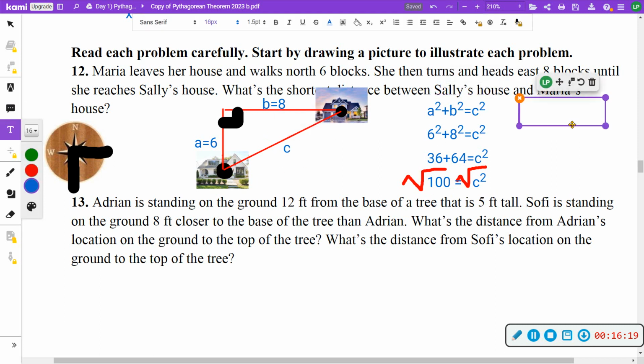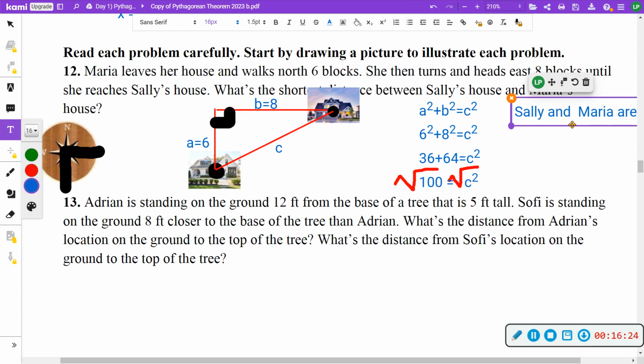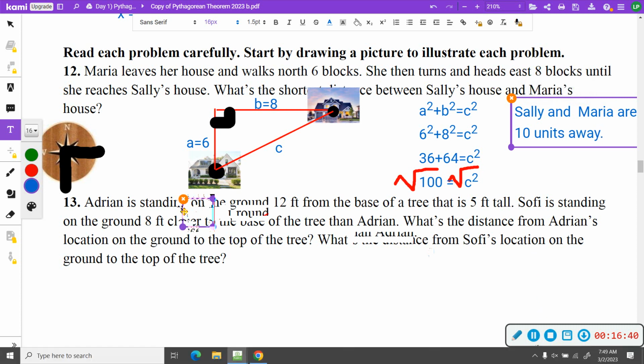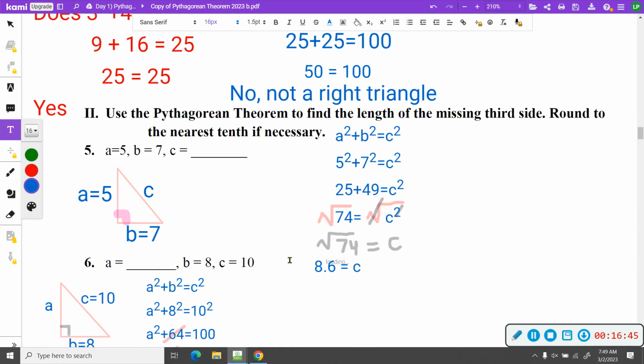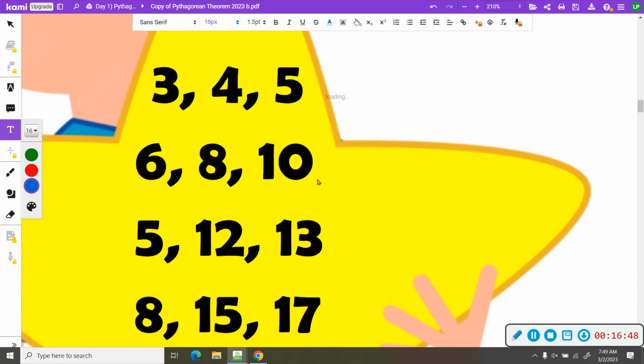So I would type in a sentence and say Sally and Maria are, they talked about distance and blocks, so I wouldn't call those blocks, I would maybe say you are 10 units away. Now, I could have also done this a different way. Anytime I have the number 6 and 8, I know the hypotenuse is 10. And the reason why I know it's 10 is because, again, this is a Pythagorean triple. You have two legs, one's 6, one's 8. The hypotenuse must be 10.